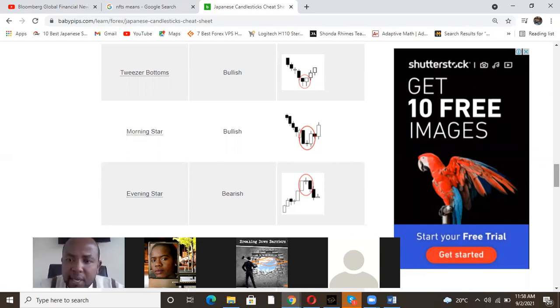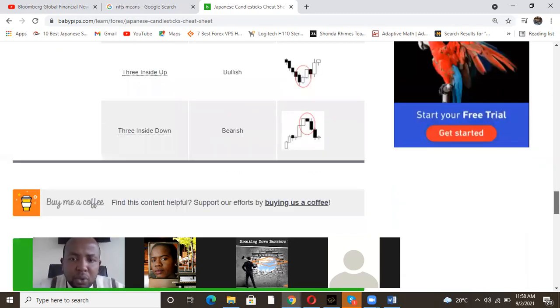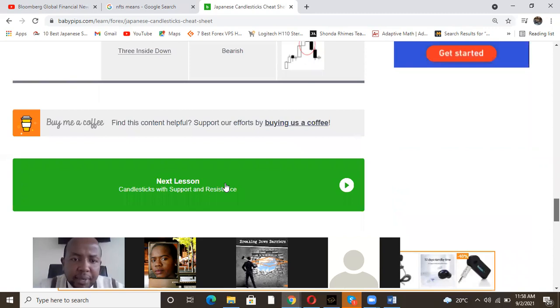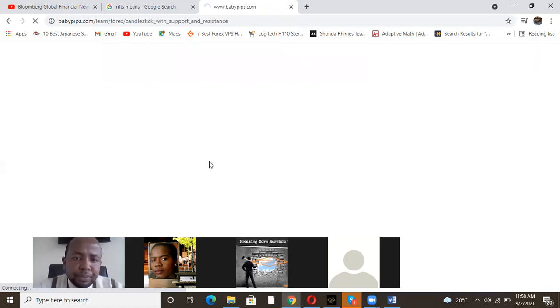So let me go now to the chart, three inside up and the rest. How do you use them with support and resistance? Let's look at how you use candlesticks with support and resistance so that I'll be able to show you how we are able to use them. So let me go to the chart.